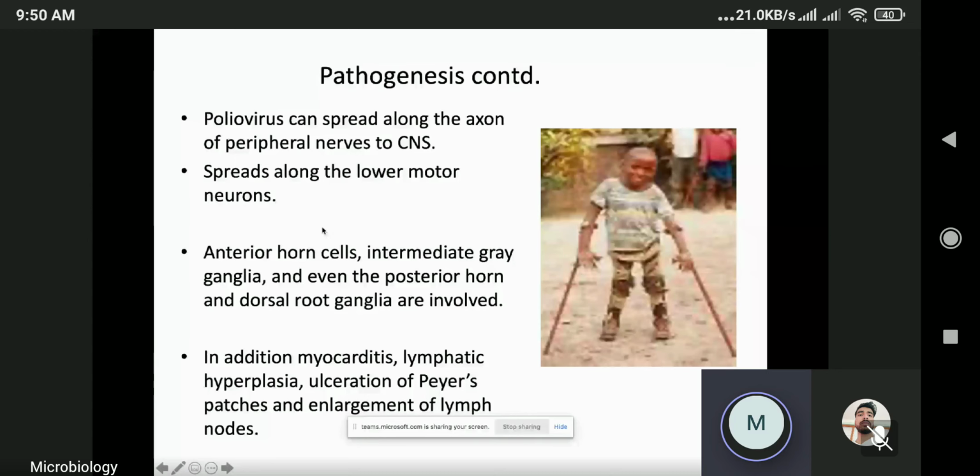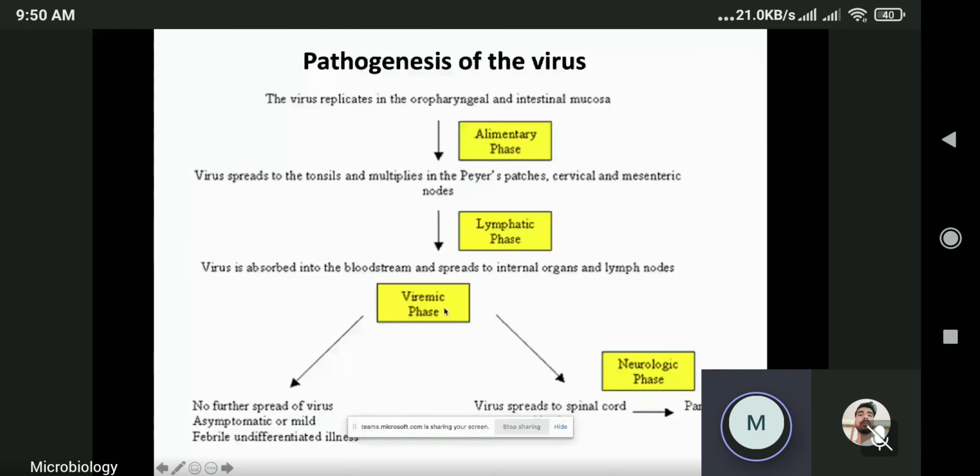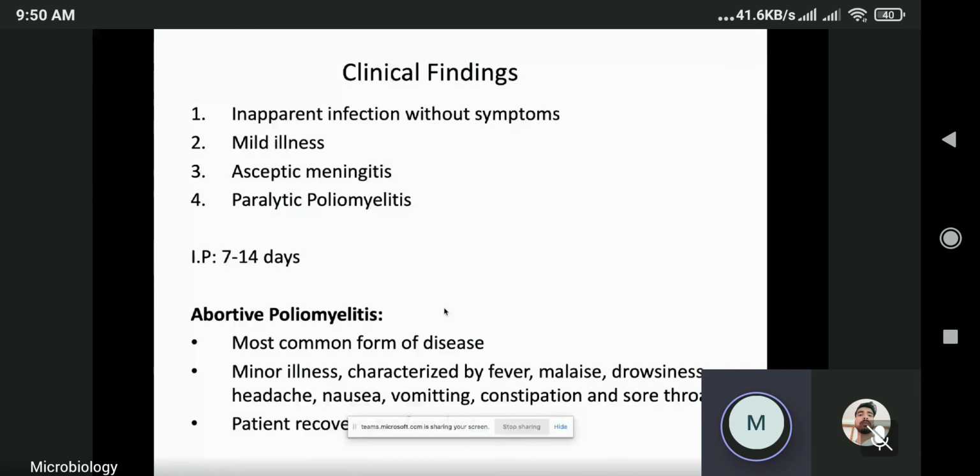So now clinical findings. See here, inapparent infection without symptoms means the patient will have the infection but not have any kind of symptoms. That means in the viremic phase, they do not further multiply and the infection subsides. Okay, or sometimes the patient might have a mild illness also. And these two clinical findings are not important. The important ones are these, because they may progress to these conditions.